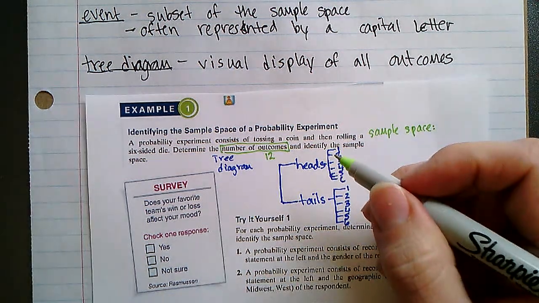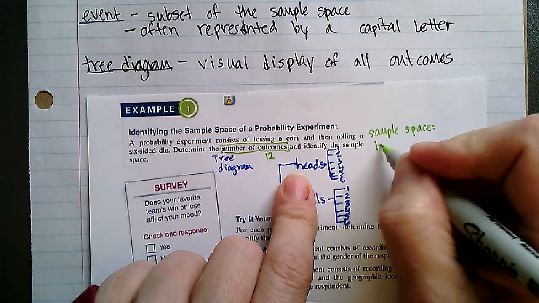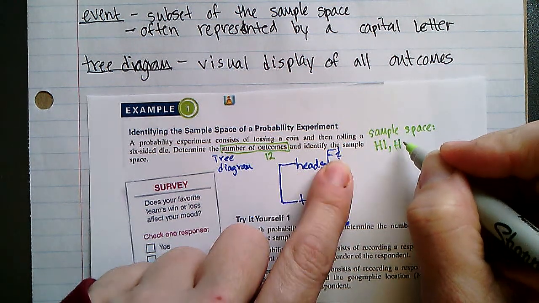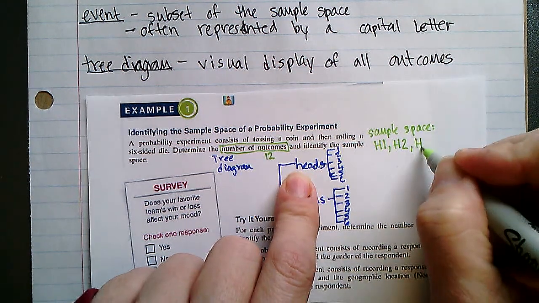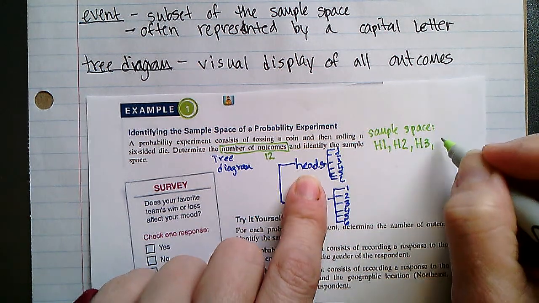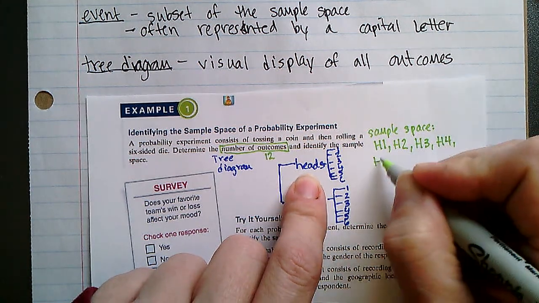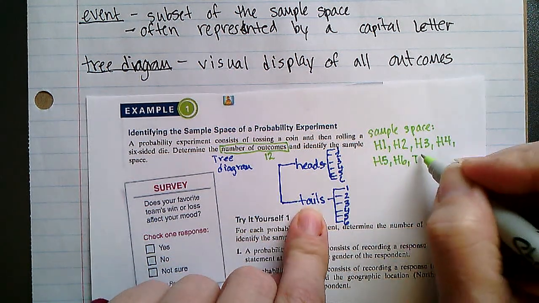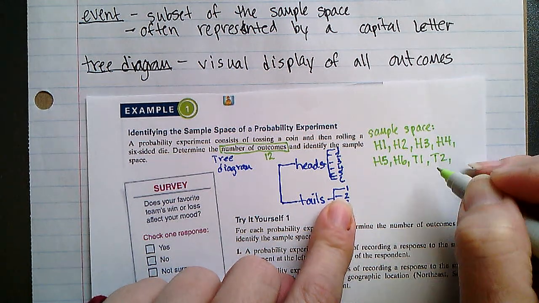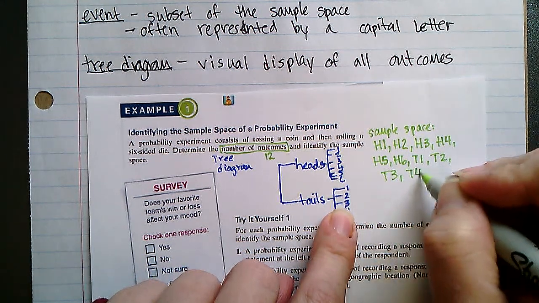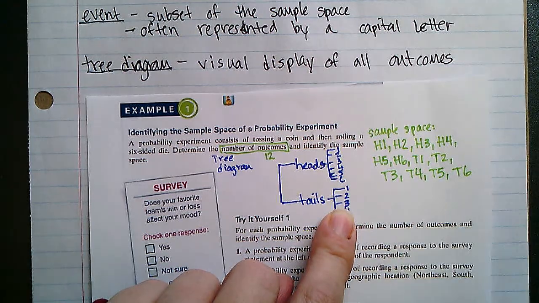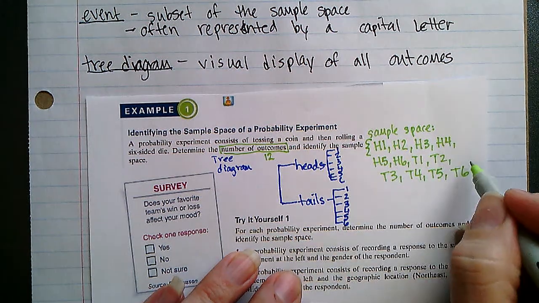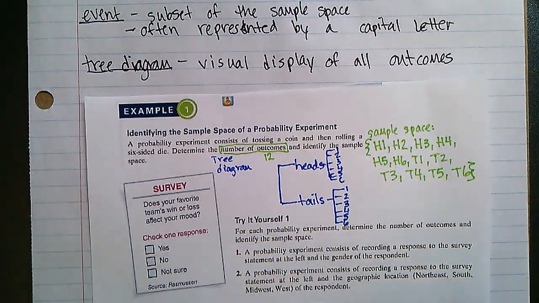And then the sample space for this experiment is going to be that the coin lands on heads, the dice lands on 1. Or the coin lands on heads, the dice lands on 2. Or heads and 3. Or heads and 4. Or heads and 5. Or heads and 6. Or tails and 1. Tails and 2. Tails and 3. Tails and 4. Tails and 5. Tails and 6. So in the sample space, we list out all of the possible outcomes of our probability experiment.